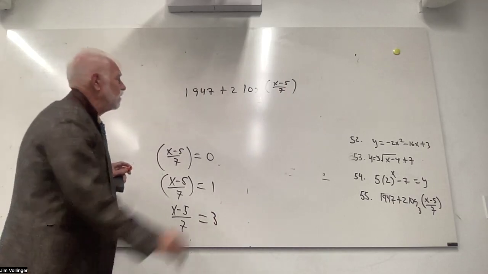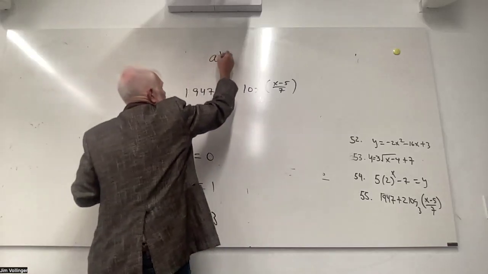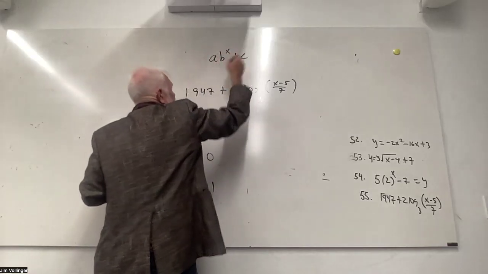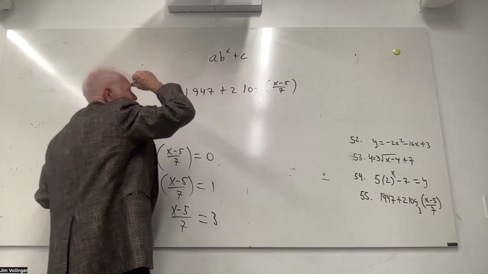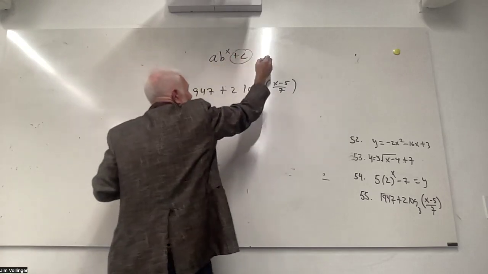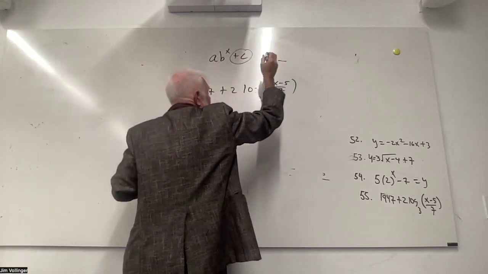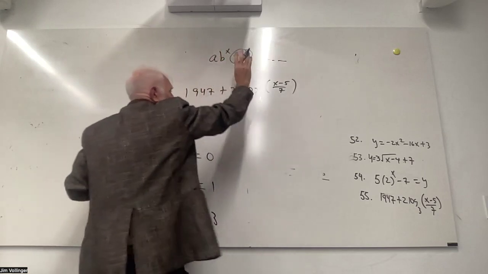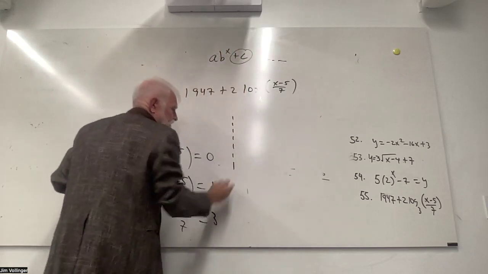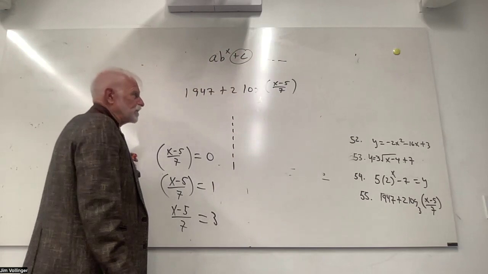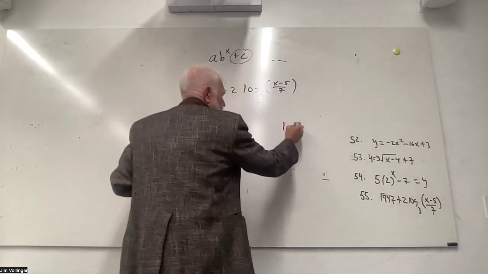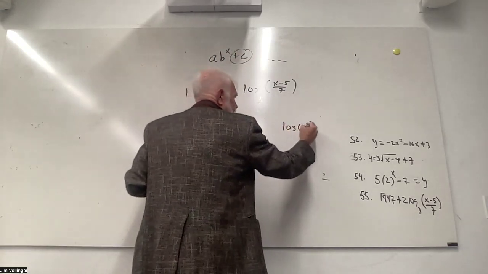All right. Now, in the exponential, a b to the x plus c, that's the general form for exponential functions. C is the asymptote and it's horizontal, which means that if we're doing the inverse, we have a vertical asymptote. We have a domain restriction. Logarithms work on amounts.